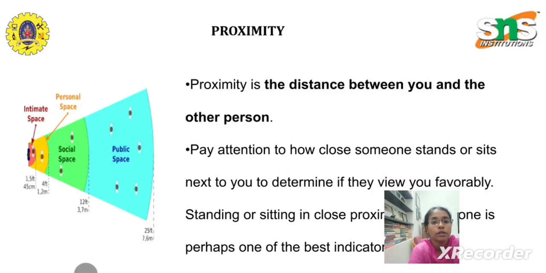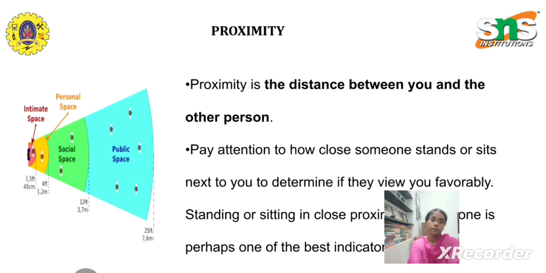Good evening, all. Today I'm going to discuss a topic called proximity. This is the case study topic that I have chosen for this week. So, proximity, what is this proximity? Proximity is the distance between you and another person.